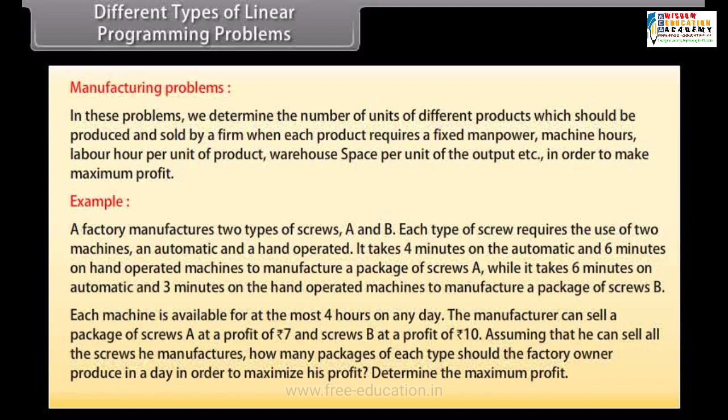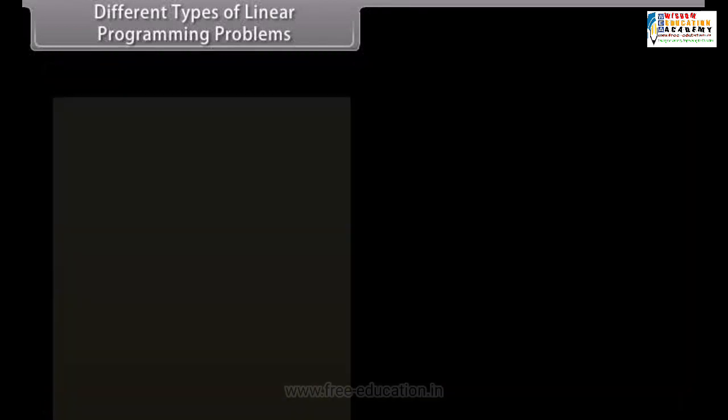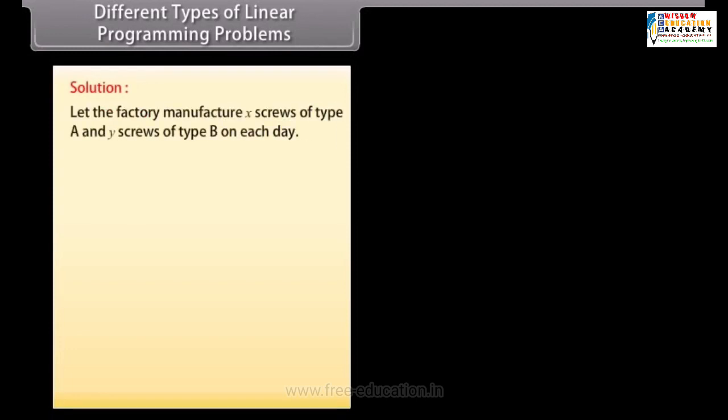The manufacturer can sell a package of screws A at a profit of Rs 7 and screws B at a profit of Rs 10. Assuming that he can sell all the screws he manufactures, how many packages of each type should the factory owner produce in a day in order to maximize his profit? Determine the maximum profit. Solution. Let the factory manufacture x screws of type A and y screws of type B on each day. Therefore, x is greater than or equal to 0 and y is greater than or equal to 0.